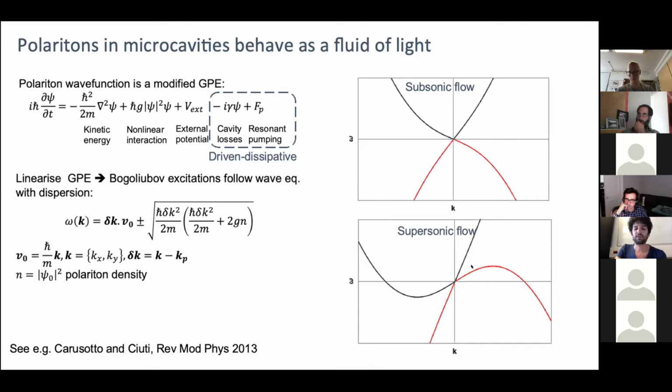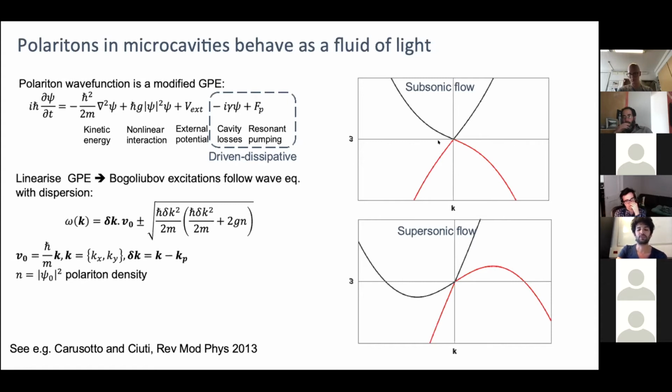If now the polariton flow is made to go at supersonic speeds, there will be a Doppler effect whereby some branches change shape, and in particular, this red branch here is pulled up to positive frequencies. This is all very, very well explained in Jacopo's Reviews of Modern Physics article, and I really encourage you to have a look at it.